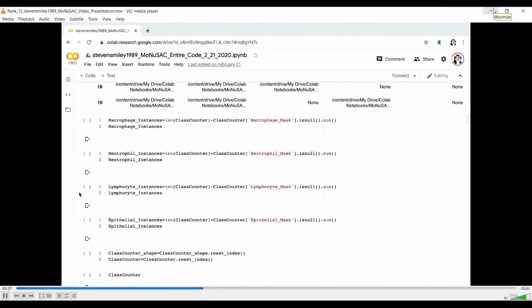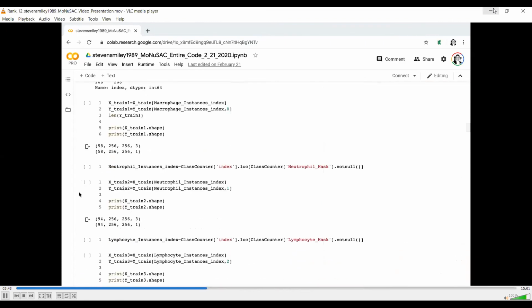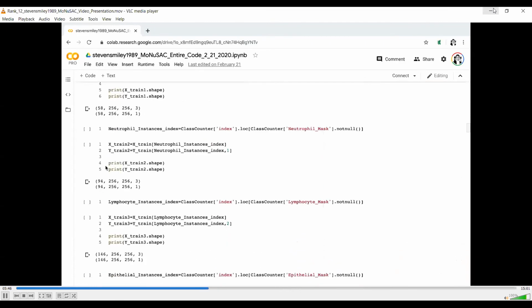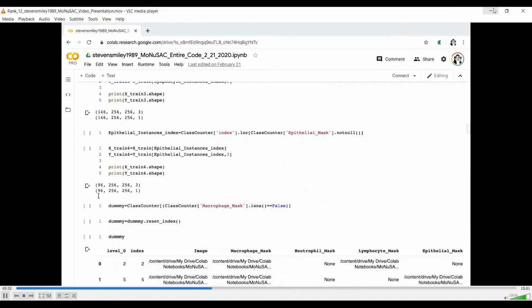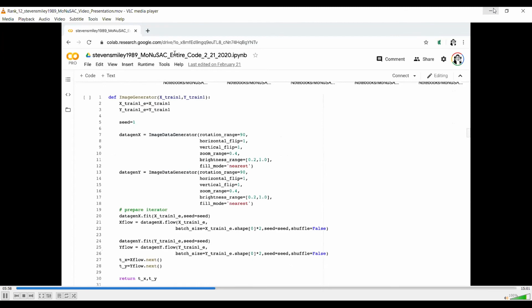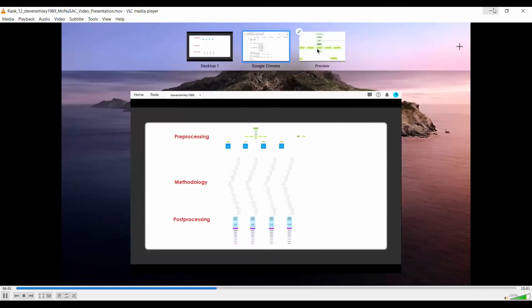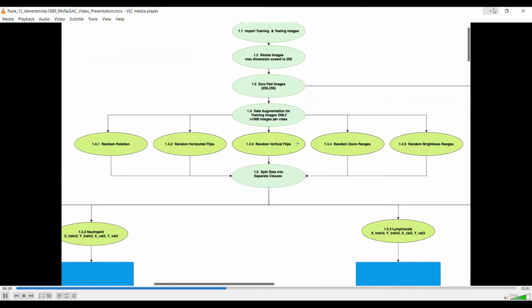So after I had all the files in this notebook running, I could see there's 58 macrophages, 94 neutrophils, 146 lymphocytes, 96 epithelial. That was my class imbalance to start from. So if I go back to the data augmentation step in the flowchart, it performed random rotations, random horizontal and vertical flips, and random variations on zoom and brightness.